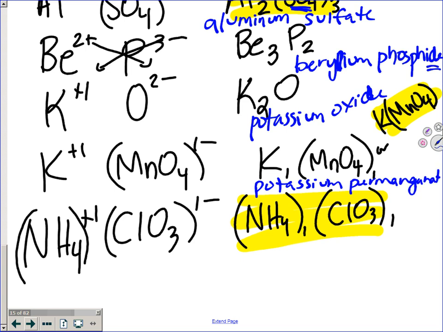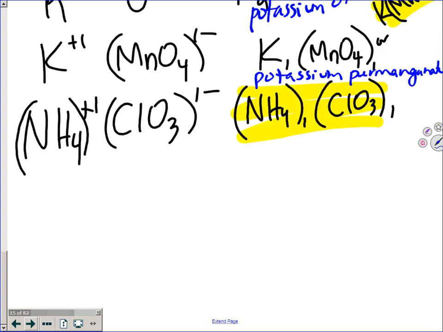Potassium permanganate. Next one. Now, before I move on to this one, notice that this one is a weird front symbol. This is actually on your polyatomic ion list. What is it? Ammonium. And that's the NH4. And what's the ClO3 one? Chlorate. Ammonium chlorate. So everything has a first name, last name.